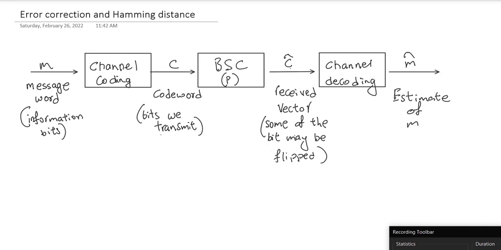In the video on error detection, we were asking the question, is C equal to C hat or is C hat not equal to C? If we can tell C hat is not equal to C, that is called error detection. In error correction, we are basically going from C hat to M hat, and that is the channel decoding process.